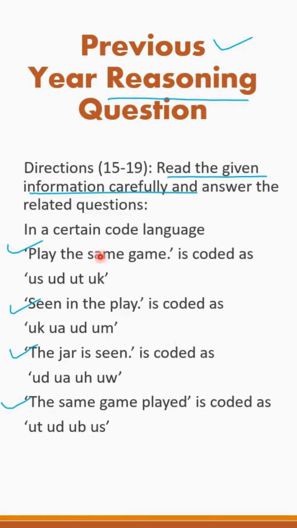First read the sentences and try to find if there is any common word. Play the same game, seen in the play, the jar is seen, the same game played. If you observe here, the is common in each sentence. Now let's find out if any code is also common. UD is common in all of them. So I can say that the is associated with UD.